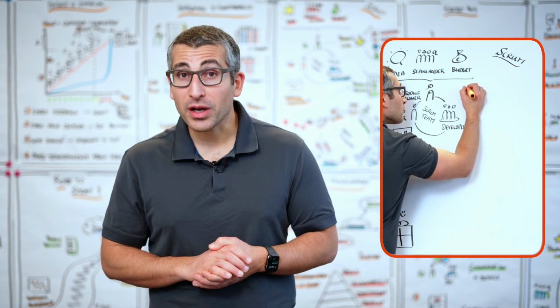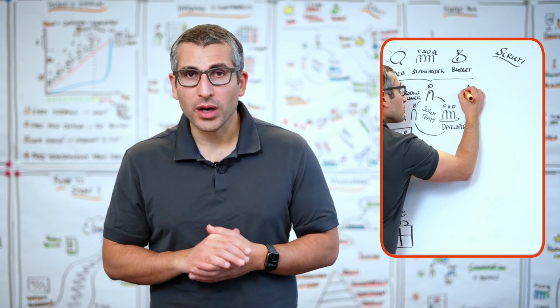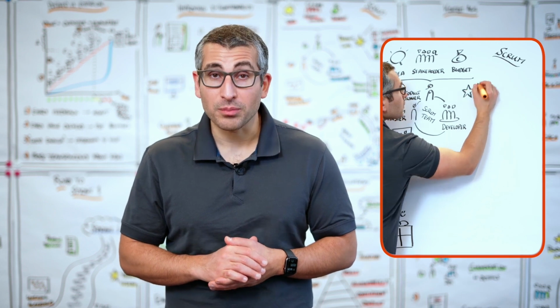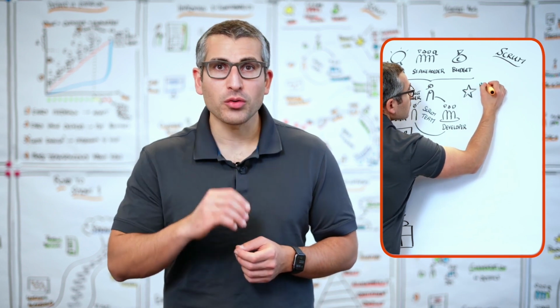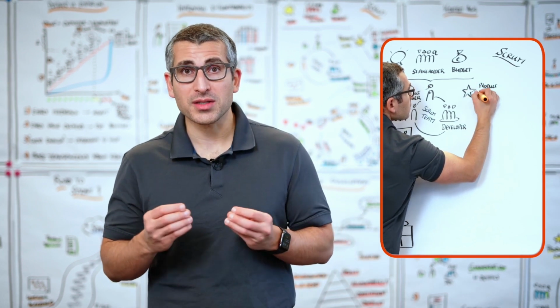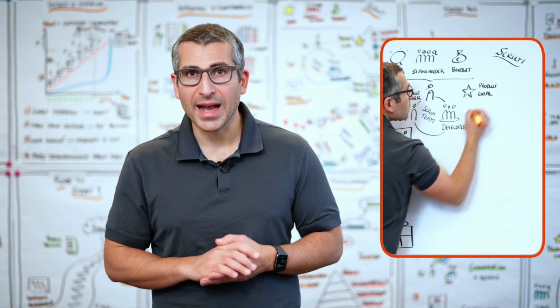Next is the product goal. We draw the product goal right next to our product owner. Why? Because it's a product owner's responsibility to create transparency around 4 different aspects.